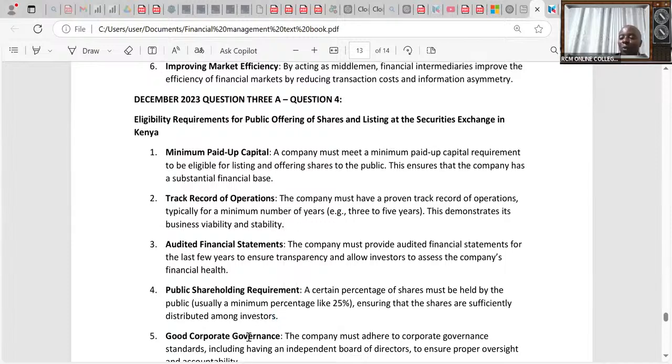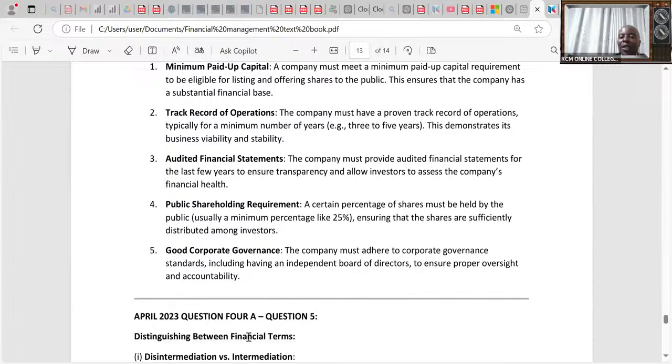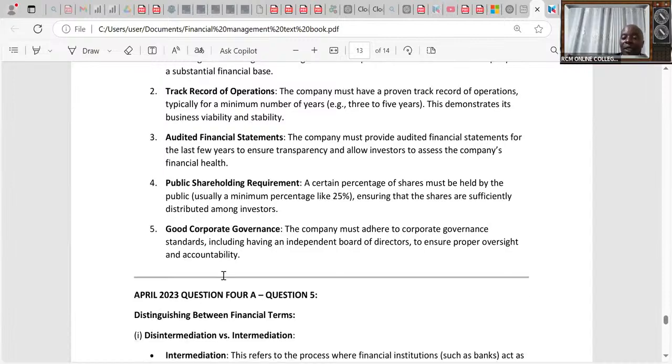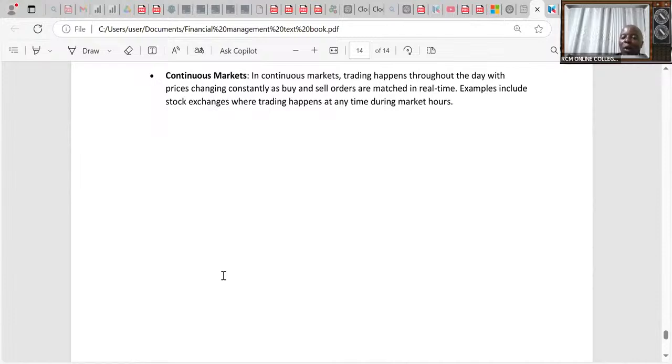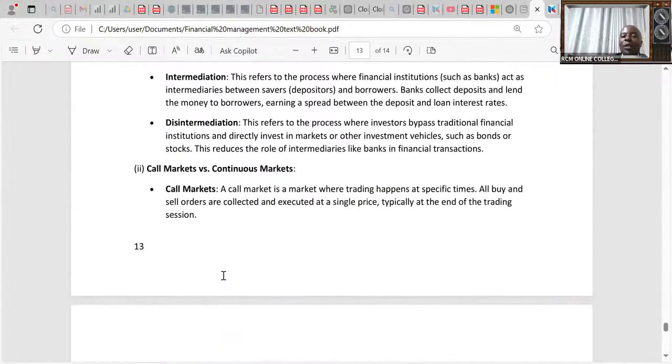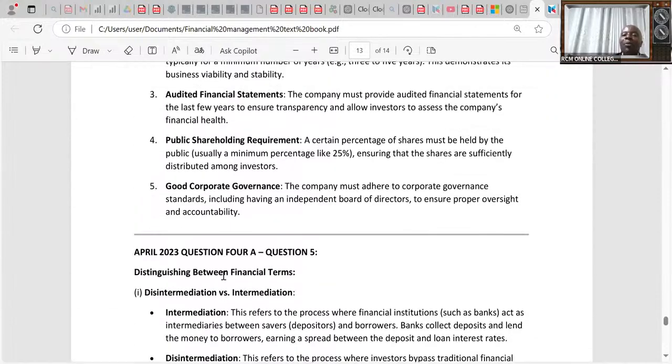Then we have good corporate governance. The company must adhere to corporate governance standards, including having an independent board of directors to ensure proper oversight and accountability. I thought that was the last question. There are still others. No, one more question. But I hope you guys are following.